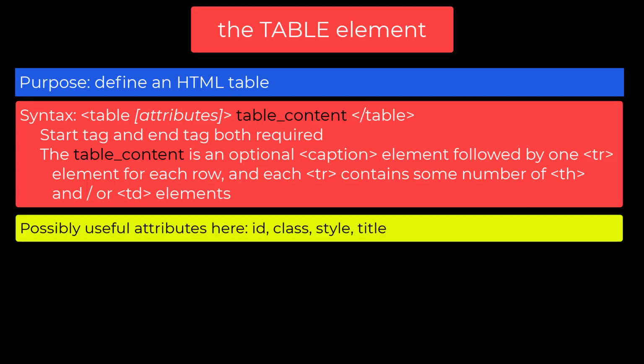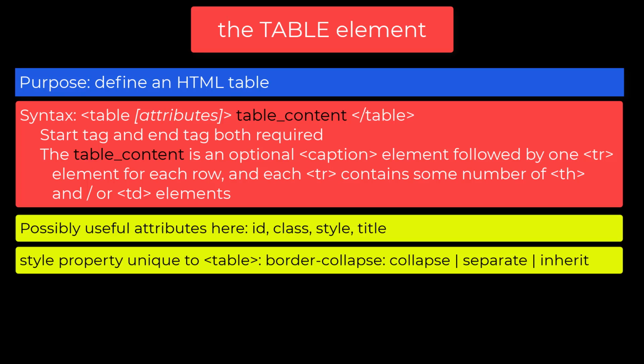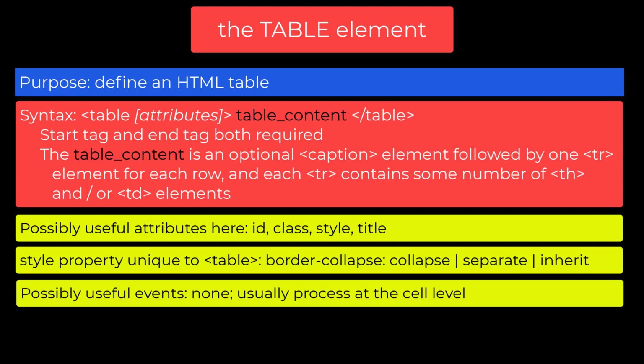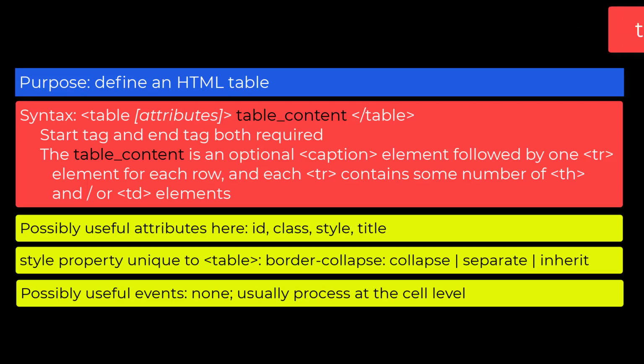Useful attributes for table: ID, class, style, title as usual. However, there is one style property that is unique to table: border-collapse, and its options are collapse, separate, and inherit. We'll discuss this later. Possibly useful events? None. Usually this is done at the cell level.